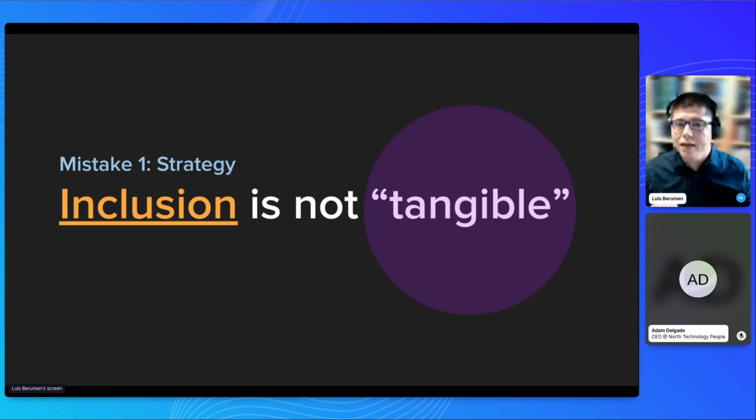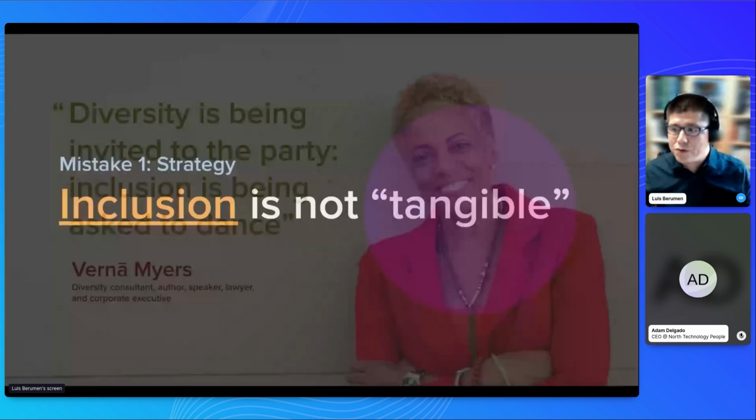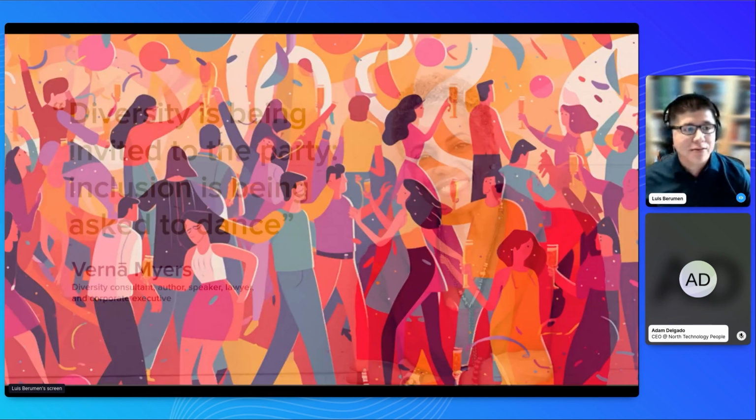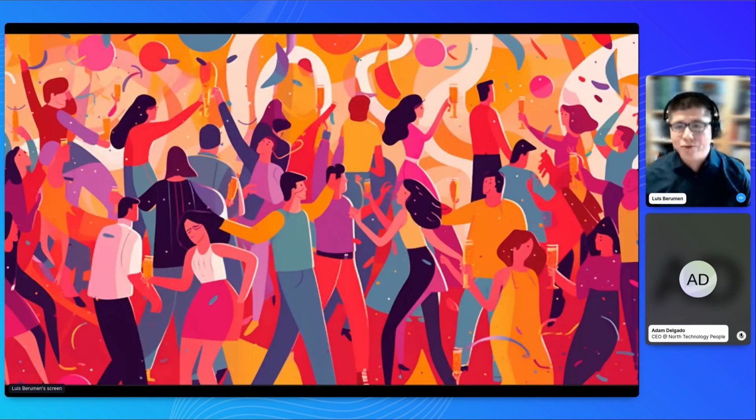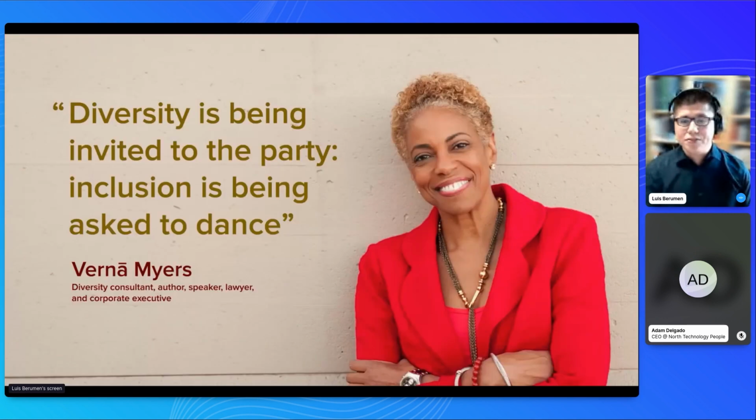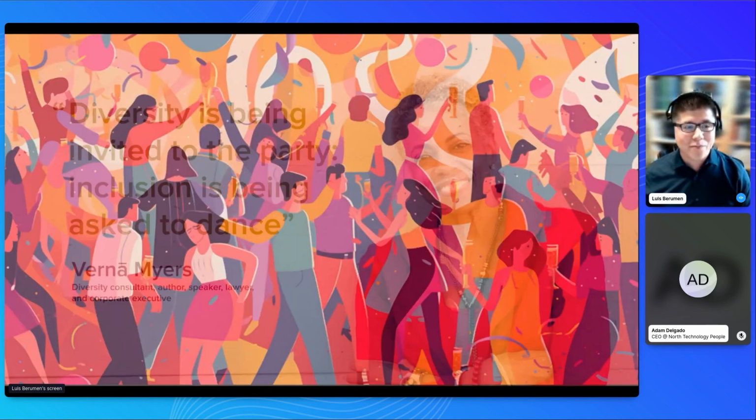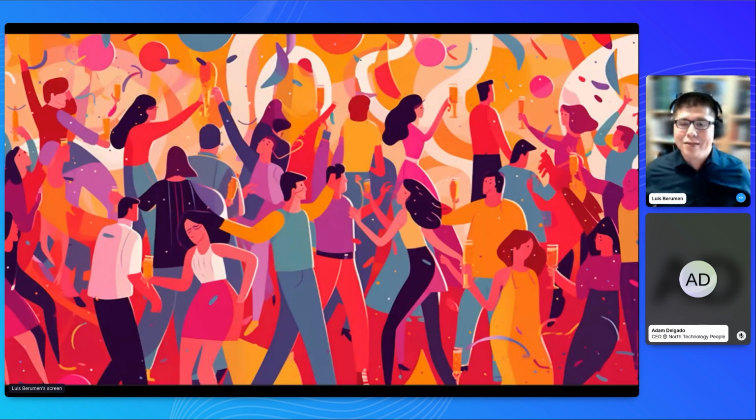So based on this, we're going to use a very, very nice definition by Verna Myers that says diversity is being invited to the party, inclusion is being asked to dance. How lovely is that? How lovely does it feel like actually you are part of a big party, and you have quite a lot of autonomy on how to make it happen. And if you think about inclusion as an invitation to people for dancing.